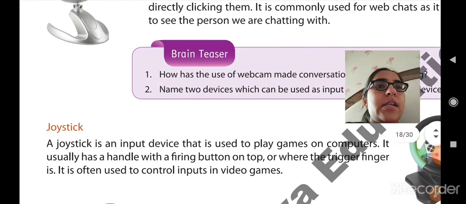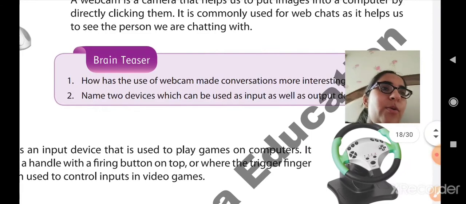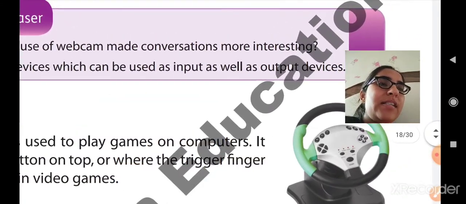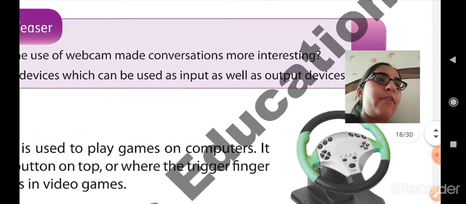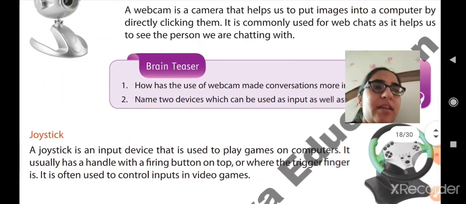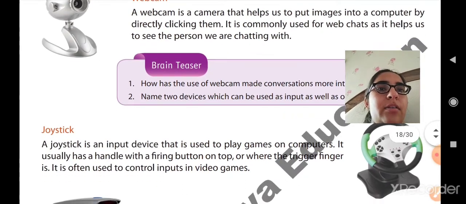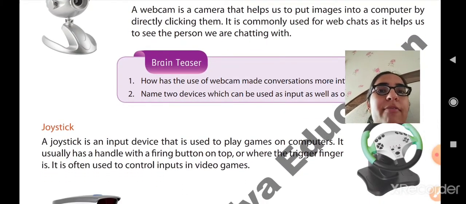A joystick is a computer device which is used to play games in the computer. Here you can see that one steering is given. This is one type of car steering. This is known as a joystick. It is used to play the games in the computer. It usually has a handle with a spring button on the top, or a trigger finger, and it is often used to control inputs in the video game.